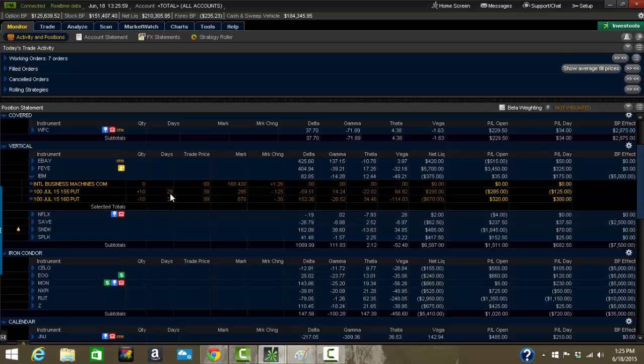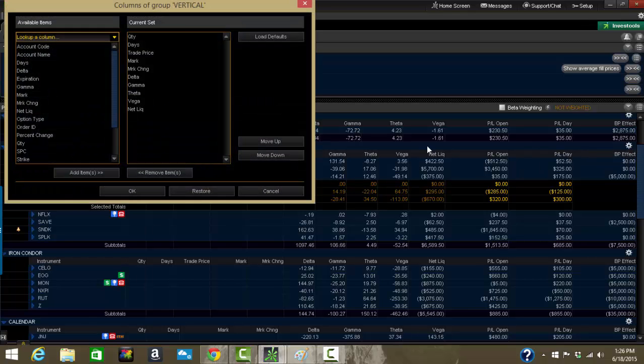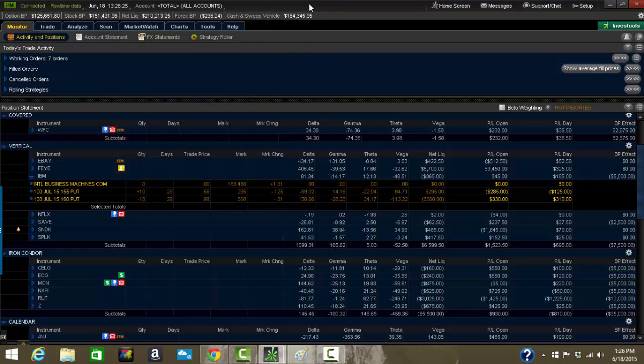Every one of these columns is important. If you're a new trader, you need to learn how to read this information. A very good exercise is to go through it column by column and make sure you understand exactly what each means. What does mark mean? What does mark change? I've also customized this by adding a few columns, like net liquidation and trade price, which are not there by default in Thinkorswim, just so that you're aware of it.